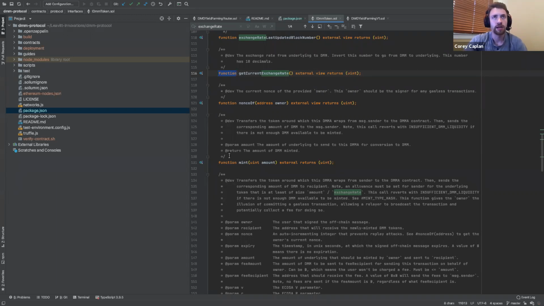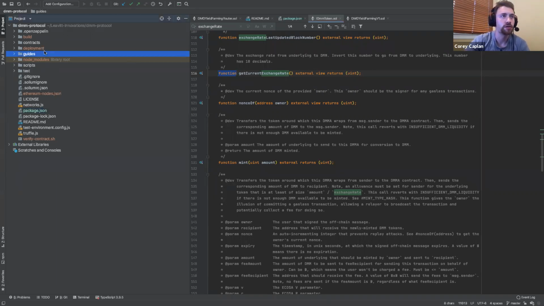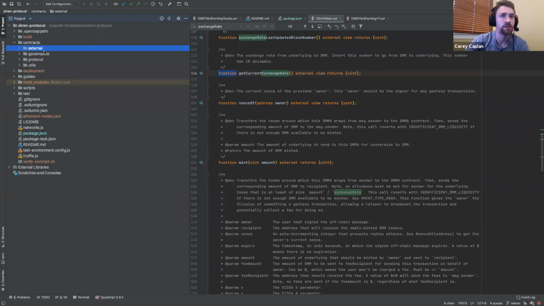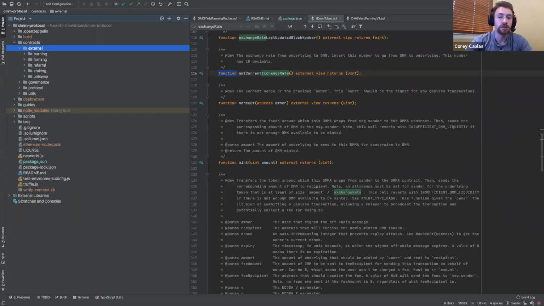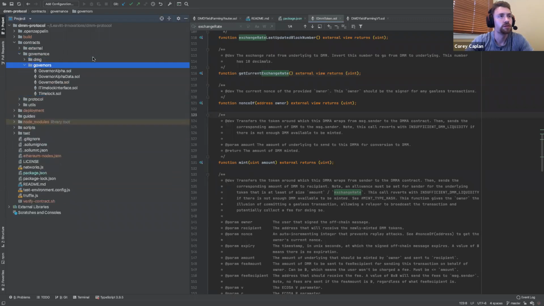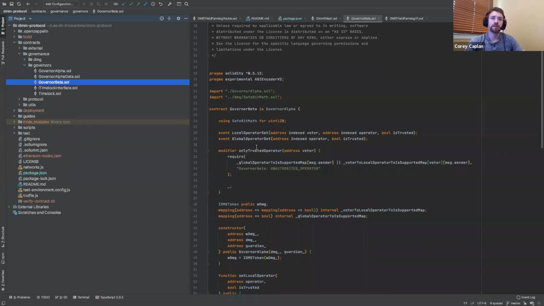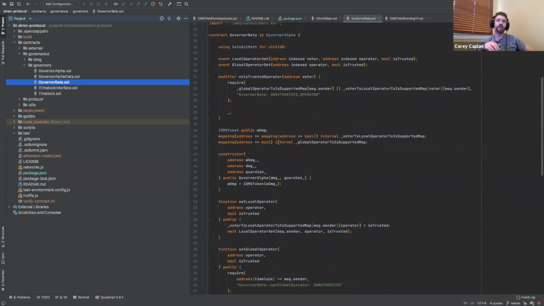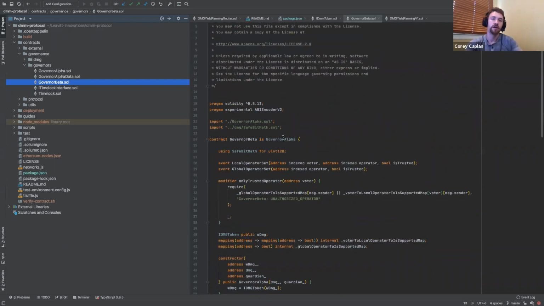So with that, I think what I'm going to do next is show off a bit more when it comes to the ecosystem and how things can get built on top of it. Here, for example, we have this governor beta contract, which allows individuals to vote and otherwise participate in our ecosystem if they are holding DMG, our governance token.